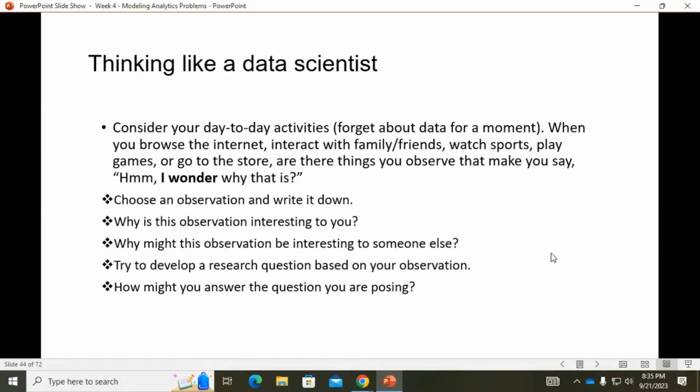So, once you've zeroed in on why it might be important to somebody else, then you can start to develop a question. So in the case of video games again, my research question was, can I observe somebody playing a game in particular and determine where that person should be in an organization? Like what kinds of skills do they have that would be suitable? That kind of thing. And then for this week, how might you answer the question you're posing? That's where we start to look at all the different types of analytical techniques, like statistics, like data mining, etc.